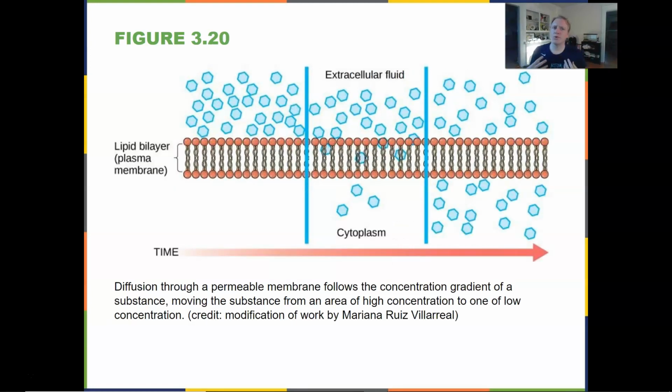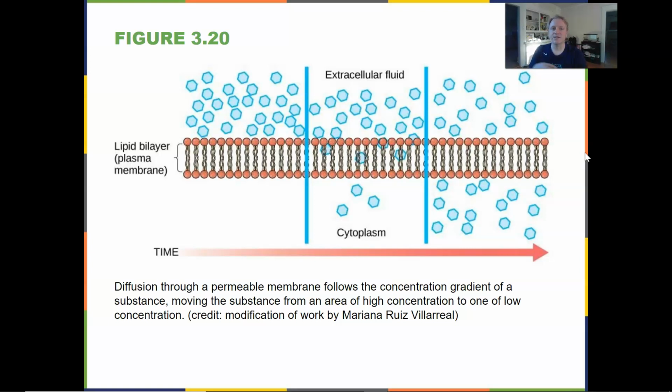One of the reasons why semi-permeable membranes are so important is the idea of diffusion. Diffusion is a really big idea, and you should definitely understand it. If you don't quite get diffusion after this, let me know so I can explain it a different way, or at least figure out what's going on. It says here, diffusion through a permeable membrane follows the concentration gradient of a substance, moving the substance from an area of high concentration to one of low concentration.